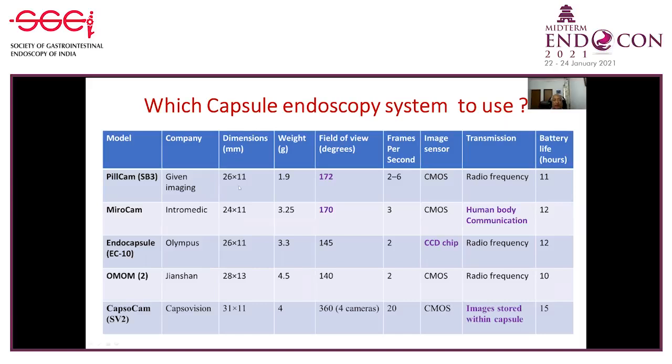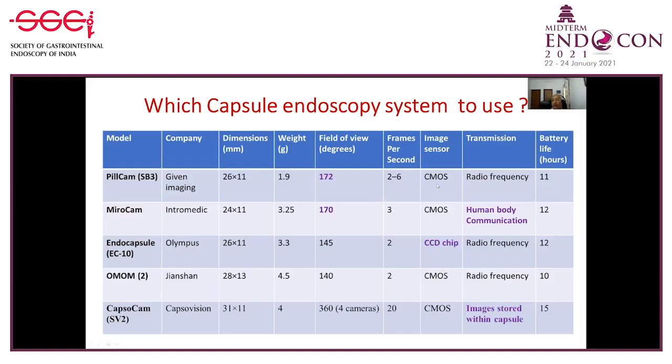Essentially, when you look at dimensions, all are almost similar, except OMOM and CapsoCam, which are a little bigger and consequently a little heavier. The field of view of PillCam and MiroCam is about 170 degrees, whereas for EndoCapsule and OMOM, it is about 140. The CapsoCam, which has 4 cameras, has got a field of view of 360 degrees. The frames per second is on average 2 to 3, whereas the recent PillCam has got a frames per second of 2 to 6, which means if the capsule moves faster, the frames would increase. And the CapsoCam has about 20 frames per second.